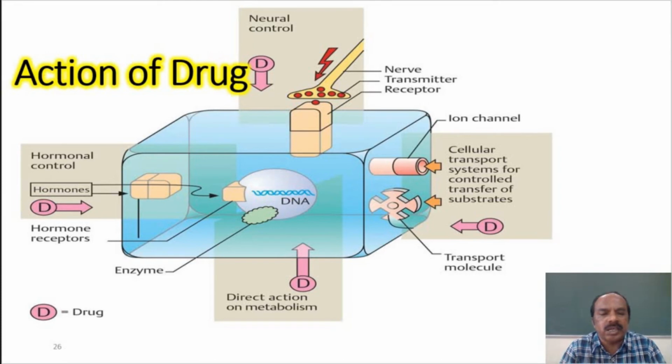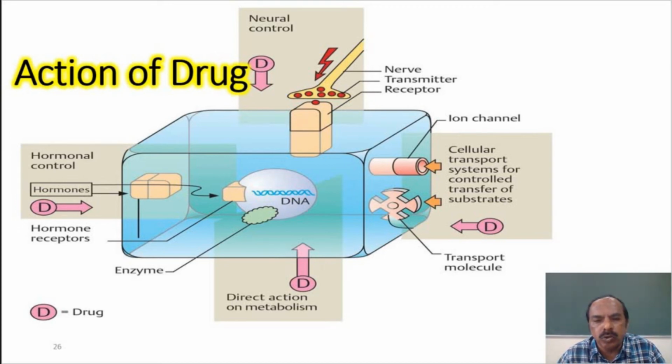Coming to the next aspect, that is the action of drugs. There are different mechanisms, different ways through which drugs act in your body. There is a direct action. You can see here there is direct action of metabolism, which is directly acting. There may be transport molecules through which the drug is acting. There may be a cellular transport system for controlled action. Through ion channels the drugs enter.